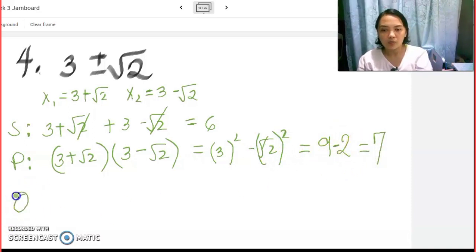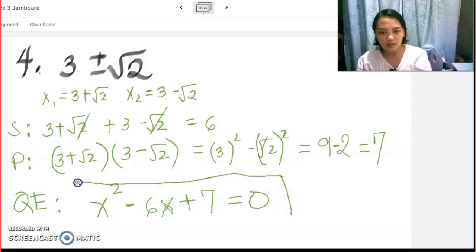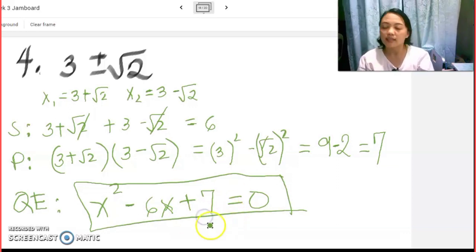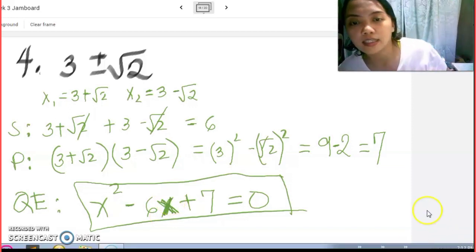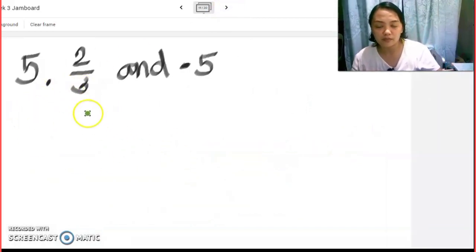Therefore, our quadratic equation now is x squared. Our sum is positive 6, so it becomes negative 6x, and the product is positive 7 equals 0. Don't forget, it is called an equation because there is an equal sign. Okay, so the answer is x squared minus 6x plus 7 equals 0. Okay, for our last example, number 5.